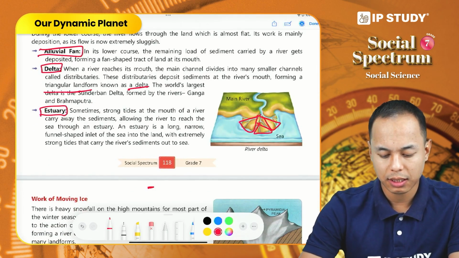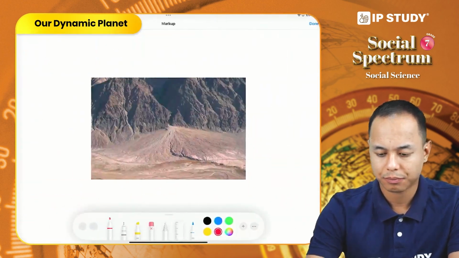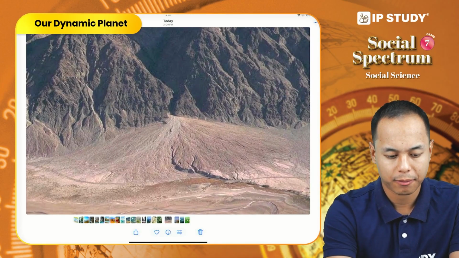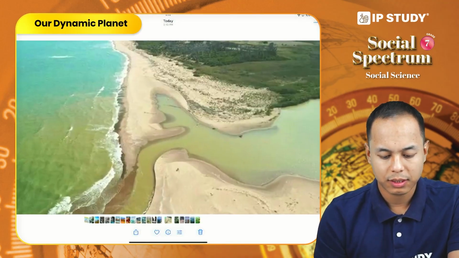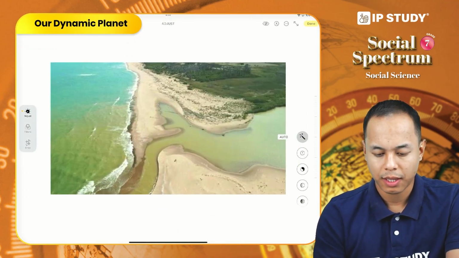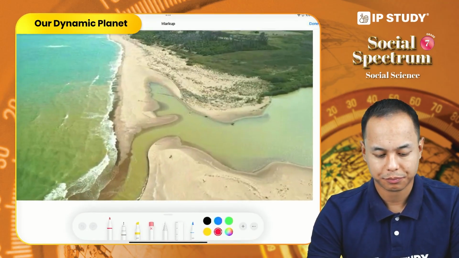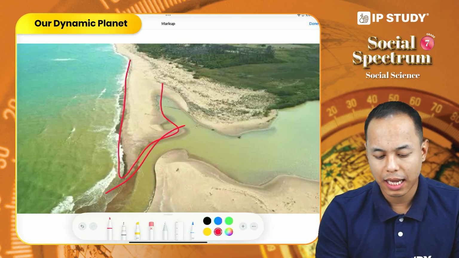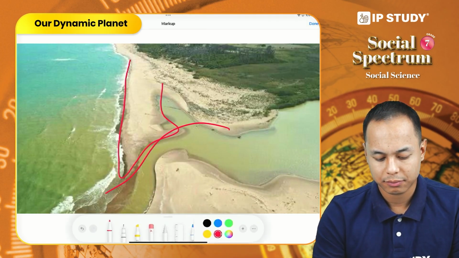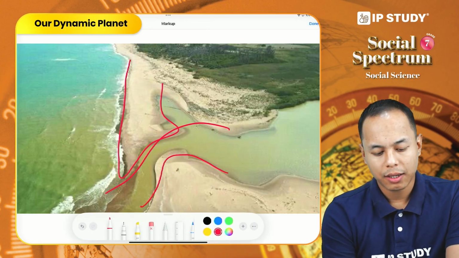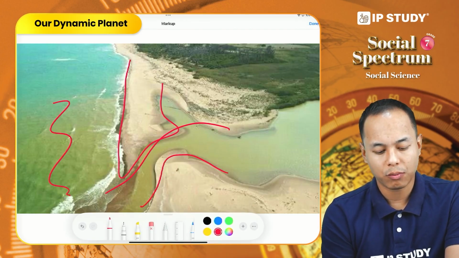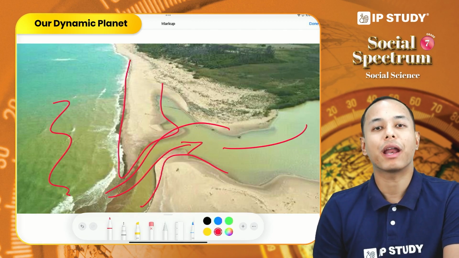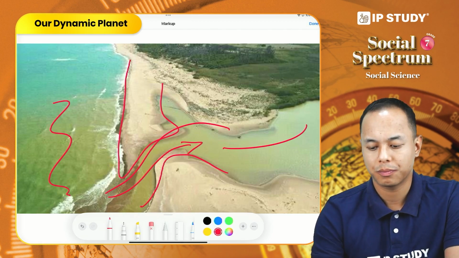If you want to see the images of estuary, so this is an estuary. Okay, as we can see here, it is partially enclosed, and this is a narrow inlet here. Here the salty water from the ocean and the fresh water mix and form a brackish water zone.